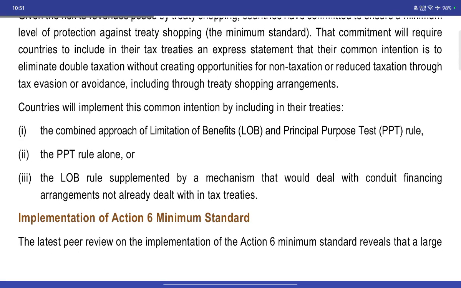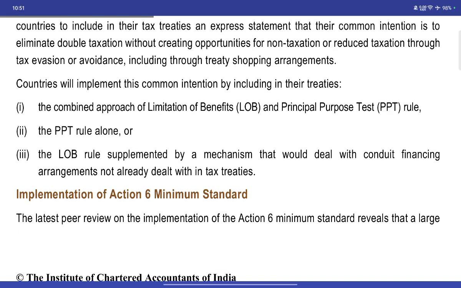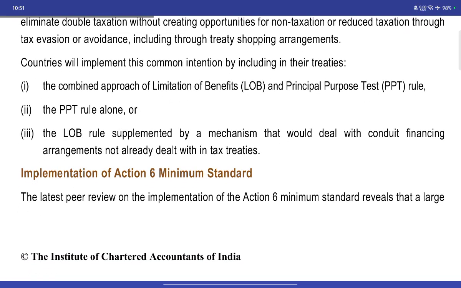The countries will implement this common intent by including in their treaties a combined approach of the limitation of benefits (LOB) and principal purpose test (PPT) rule. The PPT rule alone, or the LOB limitation of benefits rule, is supplemented by a mechanism that would deal with conduit financing arrangements not already dealt with by the tax treaties.